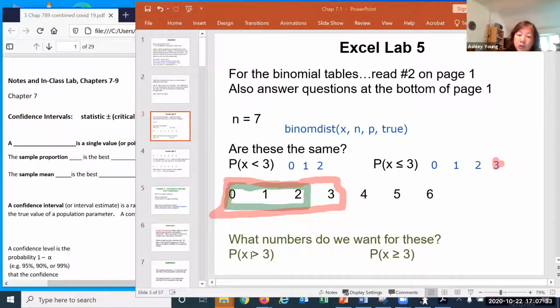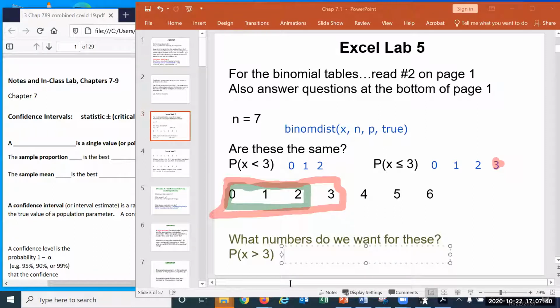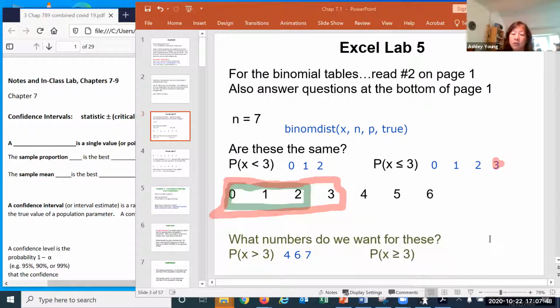X is, remember, it's greater than 3 because the mouth goes towards the larger one. So what numbers are these ones? Somebody? 4, not Grace, somebody else? 6. Yep. 4, 6, and 7. Don't forget n is 7. Oh, and don't forget 5. Right, so everything above 3. 4, 5, 6, 7. Good.